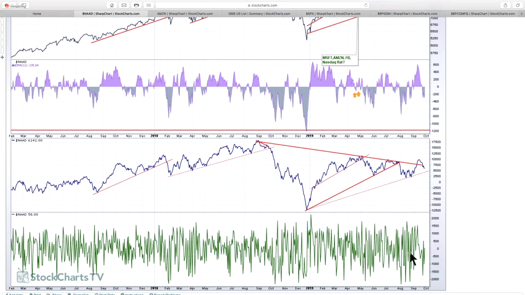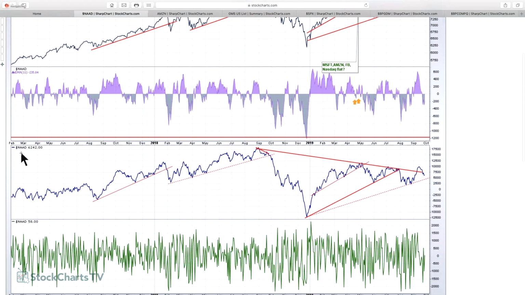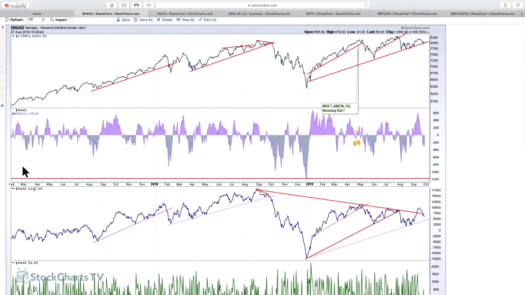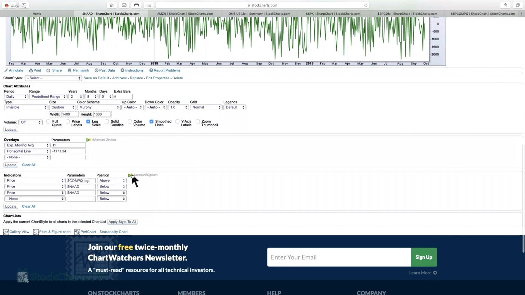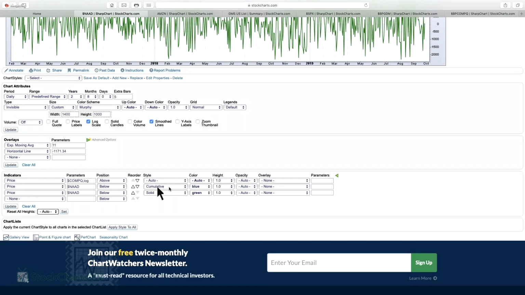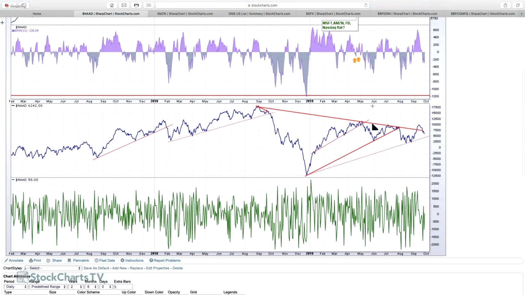Then we move up to the second box from the bottom, and this is the advanced decline line. The way this is measured is called cumulative. When we look at the advanced options here, I've set it up as cumulative and put it in blue, and by changing the height to 1, this box size becomes the same size as my main indicator.